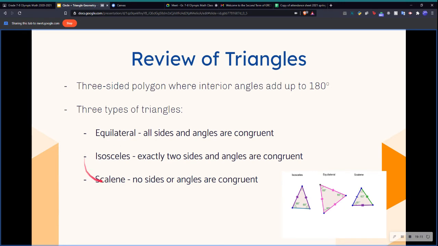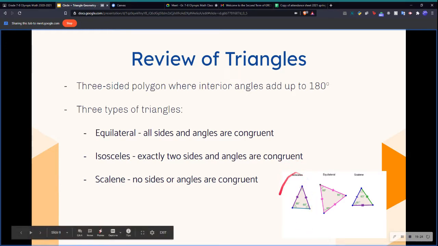Next, we have an isosceles triangle. An isosceles triangle is where you have exactly 2 sides and angles that are equal or congruent to each other. Seeing this diagram here, this isosceles triangle has these 2 sides that are equal. They're usually marked with tick marks, like this. And then we have 68-degree angles on this side and on this side. So those are 2 angles that are congruent to each other. So that's an isosceles triangle.